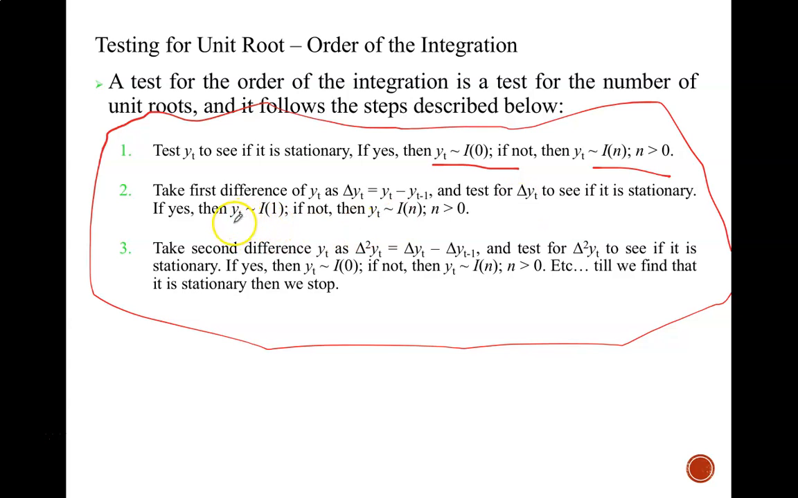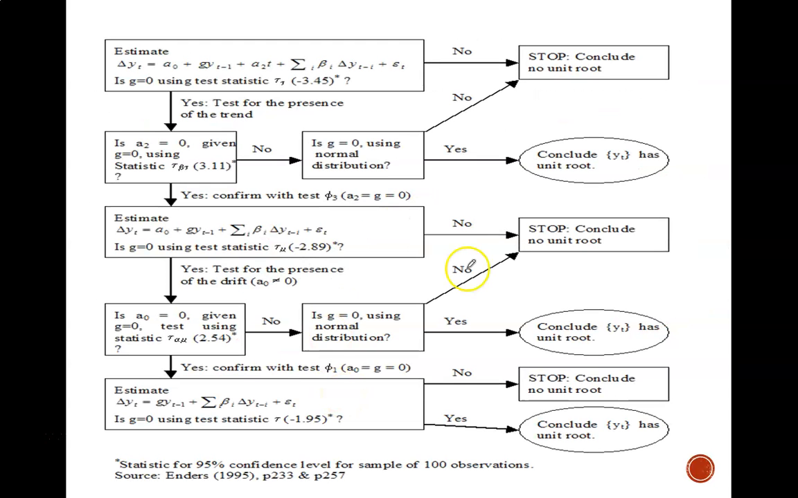If yes, we say that it's I1, integrated of order 1. If no, we move forward and take the second difference. We stop when the variable is stationary. That's the process. Easy, straightforward. I'll go back to this figure when we do the estimation in E-views, because this figure is very important.